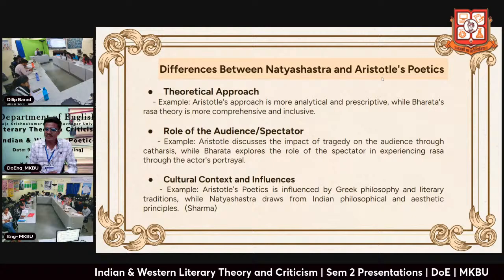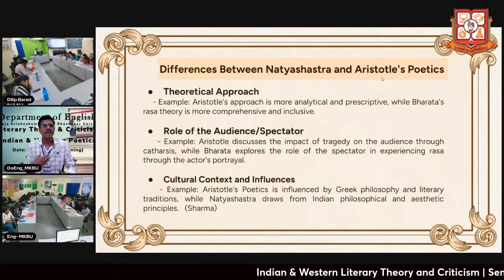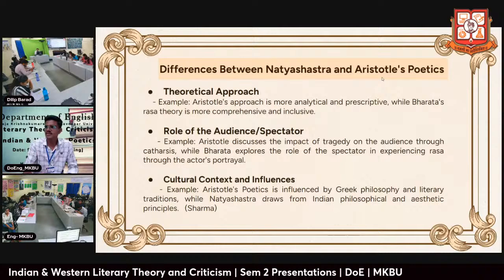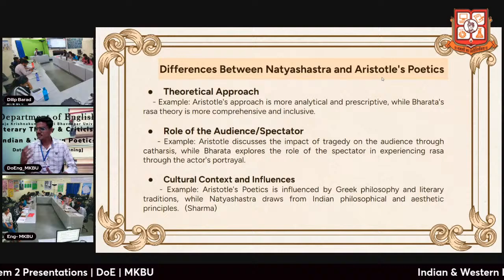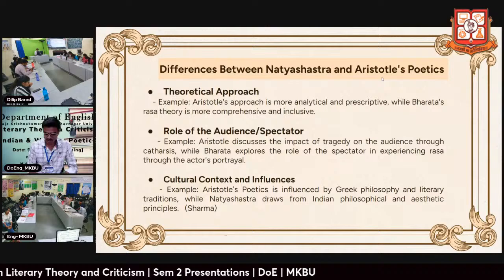Role of audience and spectator: Aristotle discusses the impact of tragedy on the audience through catharsis, while Bharata explores the role of the spectator in experiencing rasa through the actor's portrayal, how actors are performing their character, and then we get the rasa nishpatti. Cultural context: we find that Aristotle's Poetics is influenced by Greek philosophy and literary tradition, while Natyashastra talks of Indian philosophical and aesthetic principles, and also Sanskrit literature. This is also taken from the same article I mentioned.